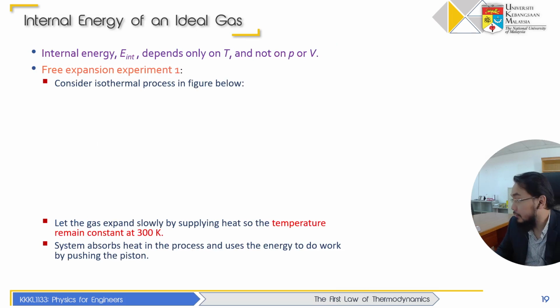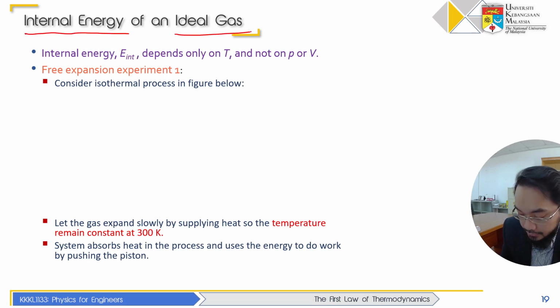Now let's look at internal energy of an ideal gas. Okay, so we know what is internal energy. So let's look at how does the internal energy of an ideal gas behave? So we have concluded that internal energy depends only on temperature and not on pressure or volume. So that is the conclusion that we have come to.